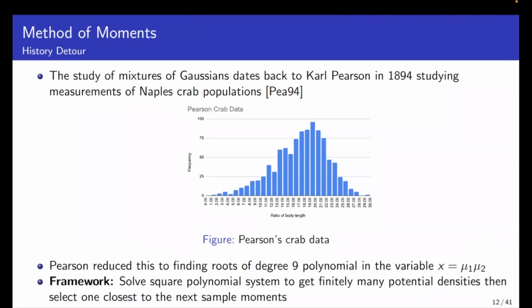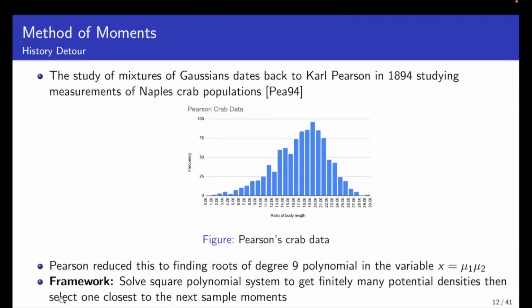Most importantly from this example, he set up this nice framework. In this case, we have 3k unknowns, and so he took the first 3k moment equations. He solved the square polynomial system to get finitely many potential densities. Then he selected the statistically meaningful density, which is closest to the next sample moment. This is the framework that we would also like to follow.